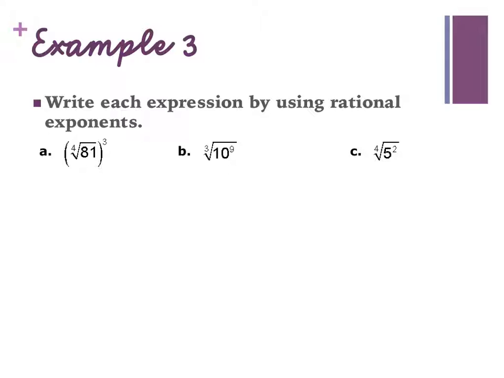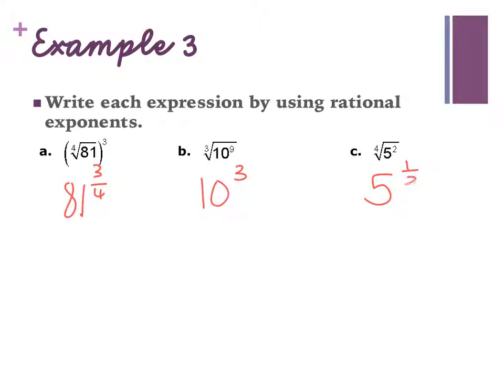Okay, you do these. All right, so the 4th root of 81 to the power of 3 becomes what? Good. 81 to the 3/4. B, the 3rd root of 10 to the 9th power becomes 10 to the 3rd. It would be 10 to the 9 over 3, which reduces to 3. And then 4th root of 5 squared?